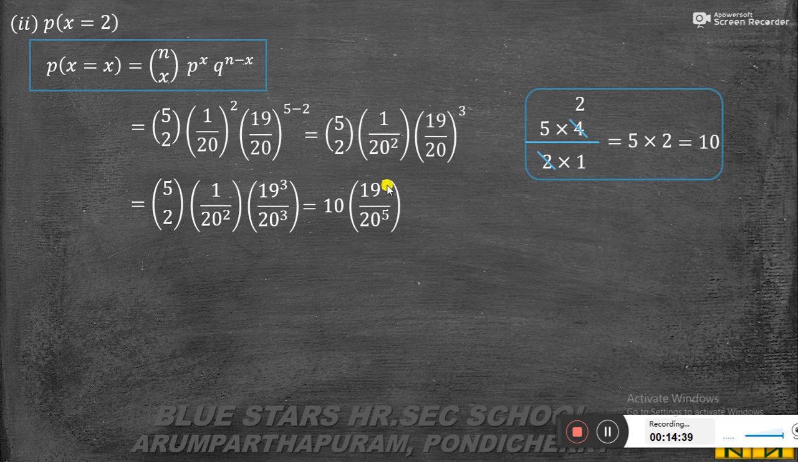So 19 power 3, 20 power 3. So I add the 20 square and 20 power 3. The base is the same, so I add the powers: 20 power 2 plus 3 is 5. So 10 into 19 power 3 by 20 power 5. This is the answer for probability of exactly 2 items are defective. So probability of x equal to 2, the answer is 10 into 19 power 3 by 20 power 5.